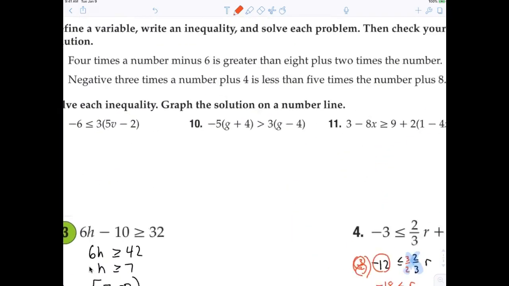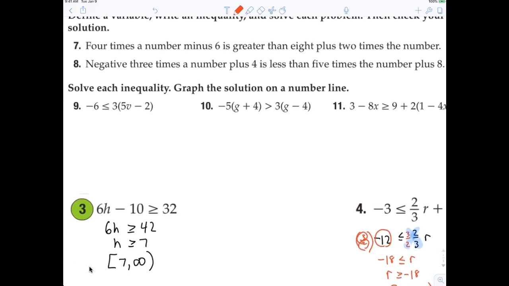Now I want to take a look at number 7. I want somebody to read number 7 and give it a good shot. I don't want you to solve it, I just want you to write it. Go. 4x minus 6 is greater than 8 plus 2x. Beautiful. I'm good with that.